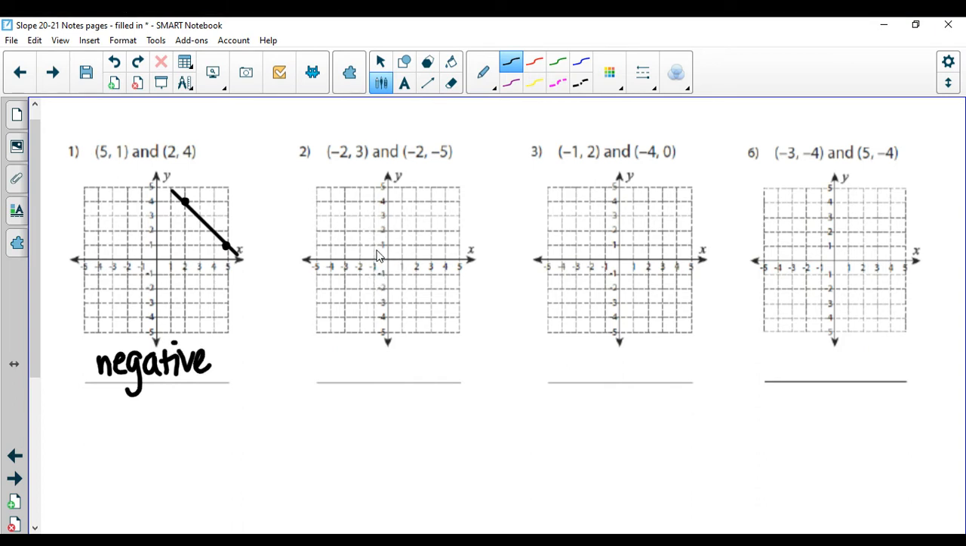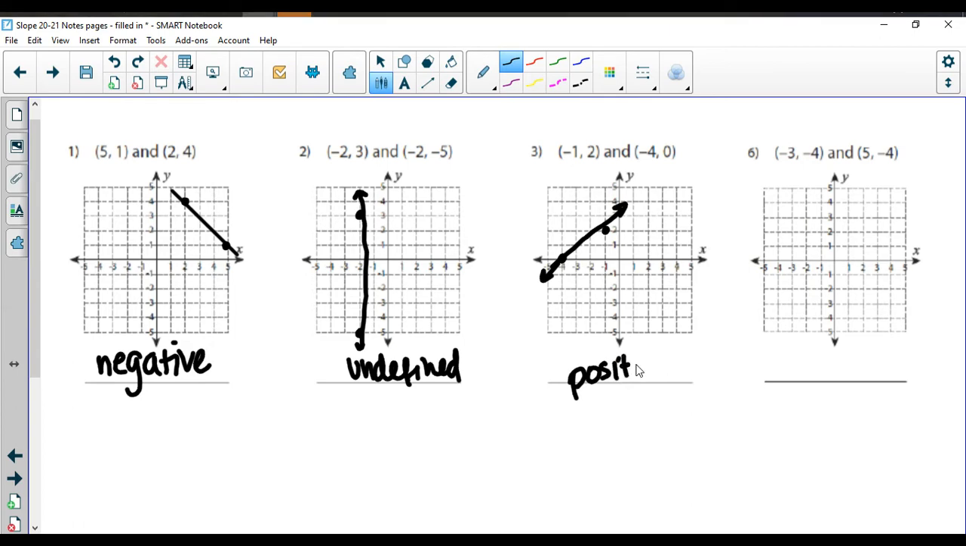For our next one, we're going to do (-2, 3) and (-2, -5). Note that this line is one of these vertical lines, so that is the nose part, which would mean that this one is undefined. For our next example, we have (-1, 2) and also the point (-4, 0). As I go from left to right on this one, my graph is going upward, so this would be a positive slope.